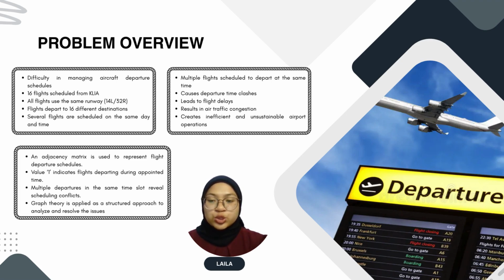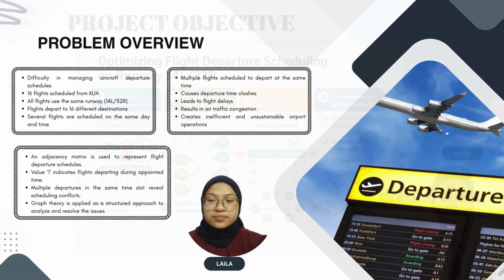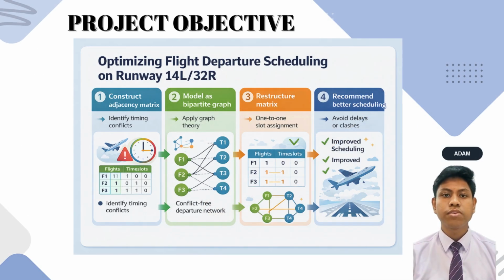To illustrate this issue, an adjacency matrix is used where 1 represents a flight departing during the appointed time. The result highlights scheduling conflict, indicating the need for a structured solution using graph theory. Next, I will explain the objective of this study.